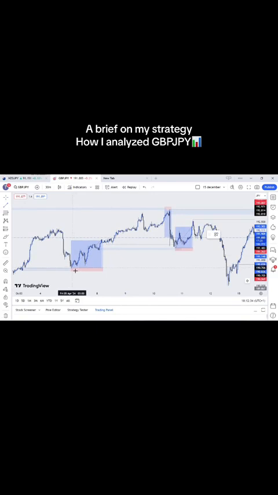So if you notice, price was making a series of higher highs, higher lows, higher highs, higher lows. So basically, price was on an uptrend. That is what you consider an uptrend. And what I look out for is market structure shifts, and then I find liquidity and then point of interest.